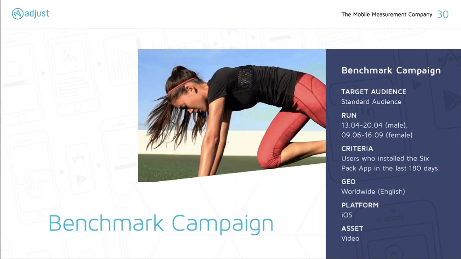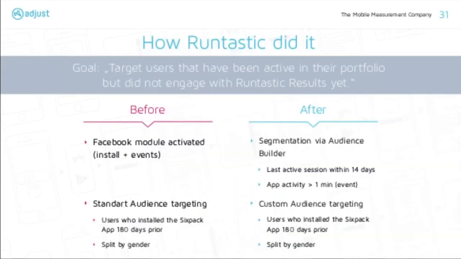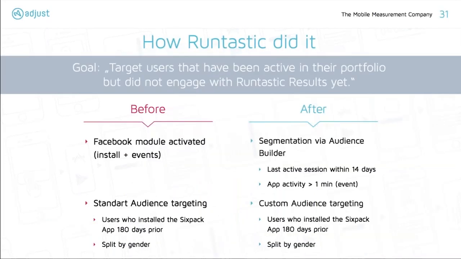Firstly, Runtastic ran a benchmark campaign where they did not use the audience builder. This was a campaign using the existing Adjust integration with Facebook, meaning in order to create custom audiences in Facebook, we had to share all of Runtastic's Sixpack app installs and primary events. After that, they created a segment within the audience builder, which was essentially a list of advertising IDs, which we were then able to upload directly to Facebook.